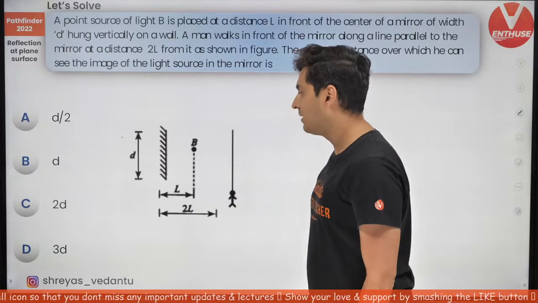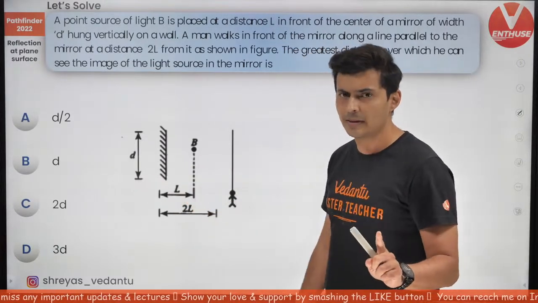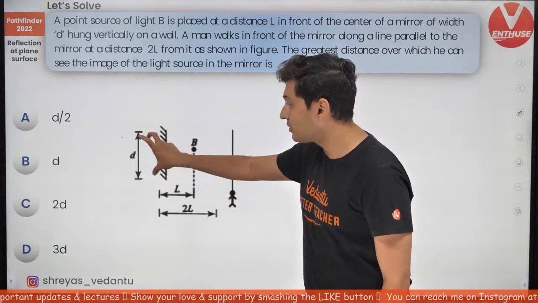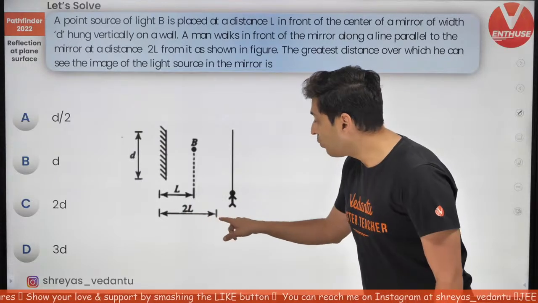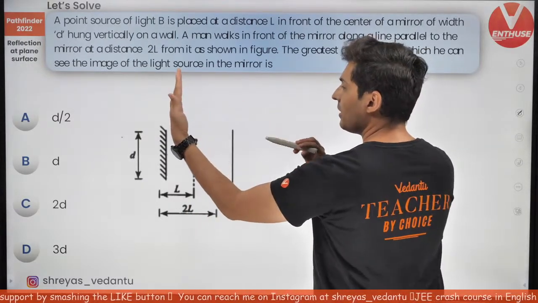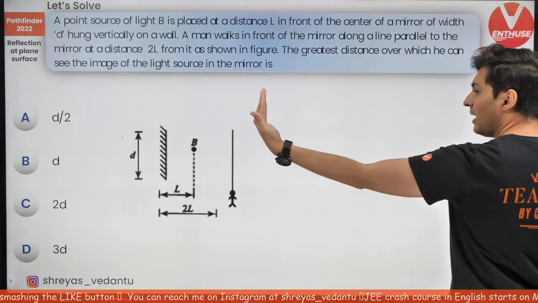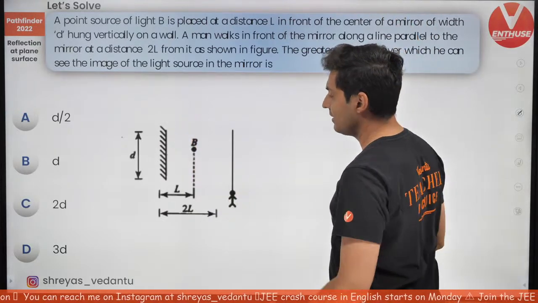You have an object here. Point B is the object. It's at a distance of L in front of the mirror. Fair enough? The mirror is only of limited size. You are walking at a distance of 2L. Think there is a mirror here, there is an object here. You are walking a little bit far away, 2L distance, and you are going from minus infinity to plus infinity.